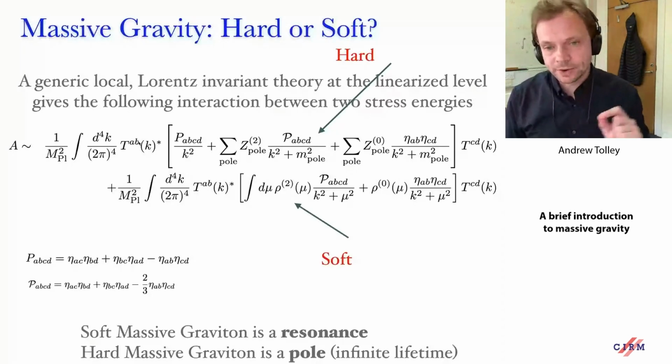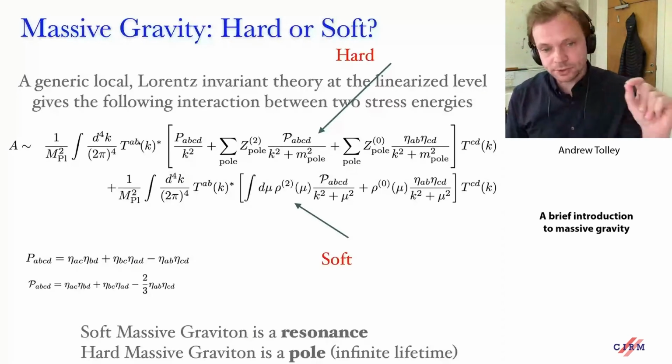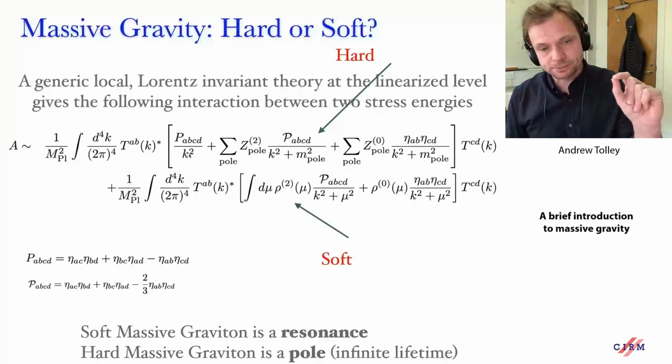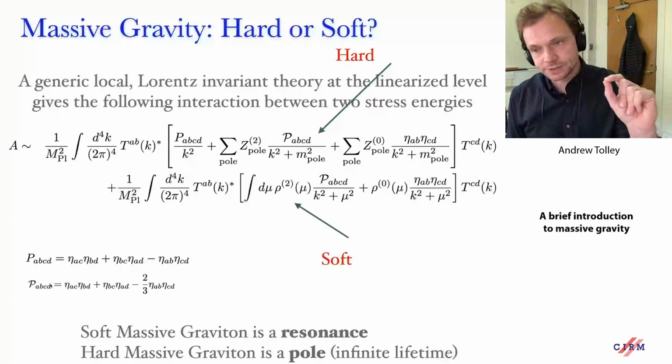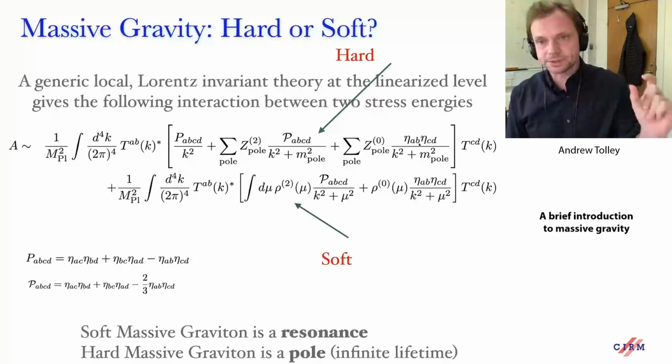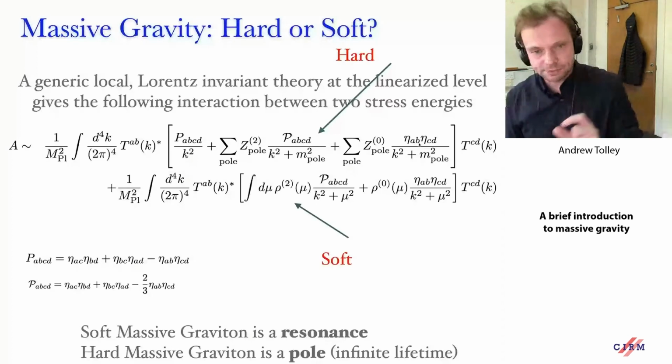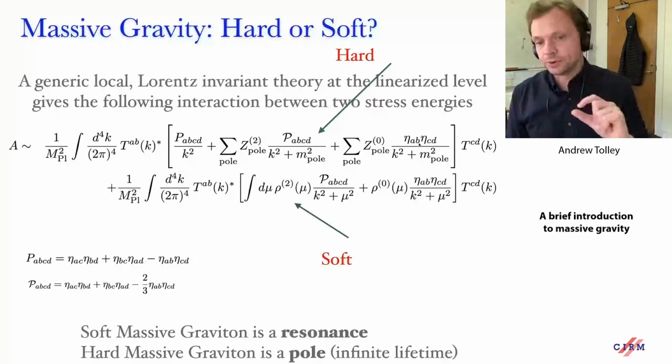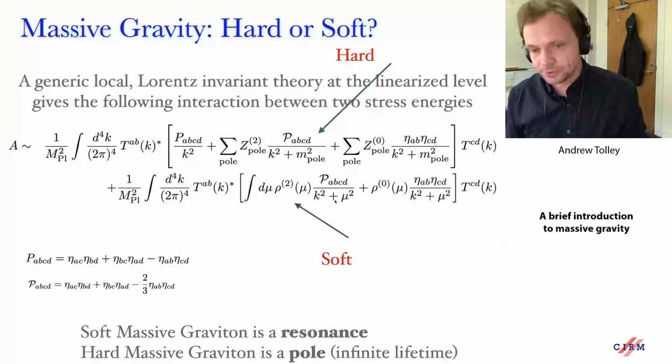And so that can have various pieces. It can have a massless spin-2 pole, where you have the polarization structure for a massless spin-2 particle between two stress energies in the Fourier distribution of the stress energies. You can have massive spin-2 particles. In that case, we call the theory a hard mass gravity theory because there's an actual definite pole. Or you can just have a continuum of massive contributions, but there's no actual pole.